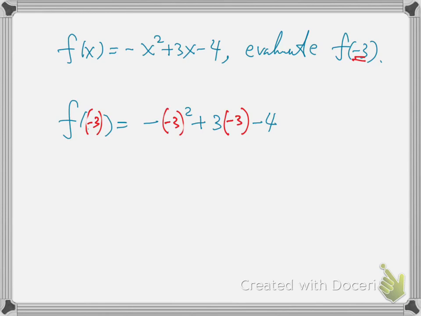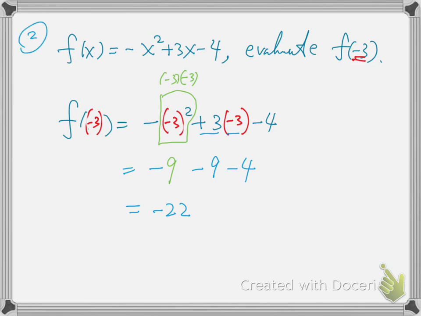Now for this second power, the negative sign is not in the second power. So we got -3 times -3 without the blue negative sign. This is +9, and then we got the blue negative sign. Now it's 3 times -3, so -9, and then -4, so we got -22. So -9, that's -18, -4, that's -22. This is our second question.